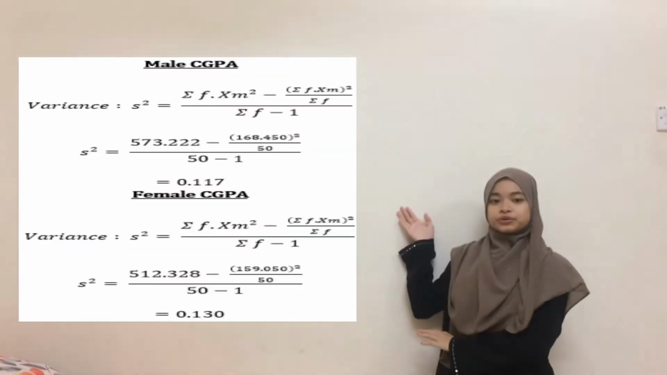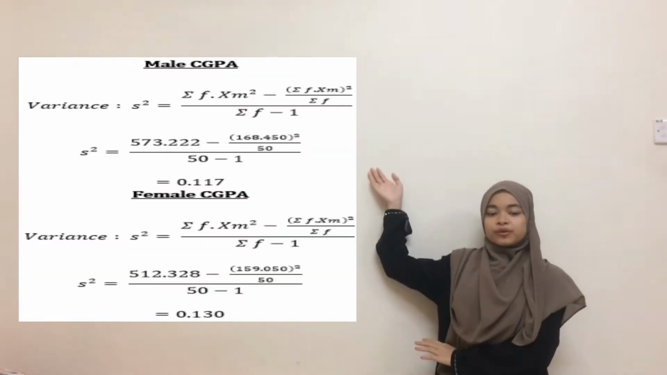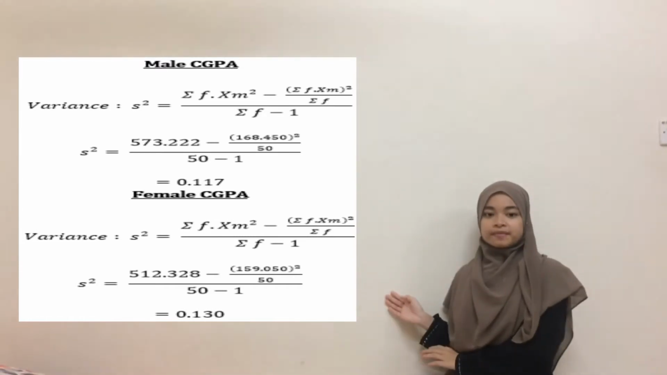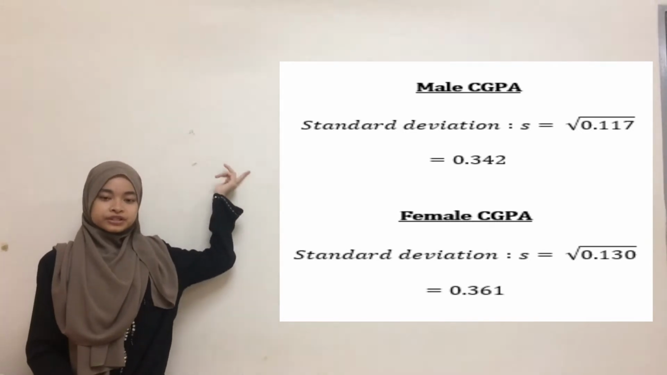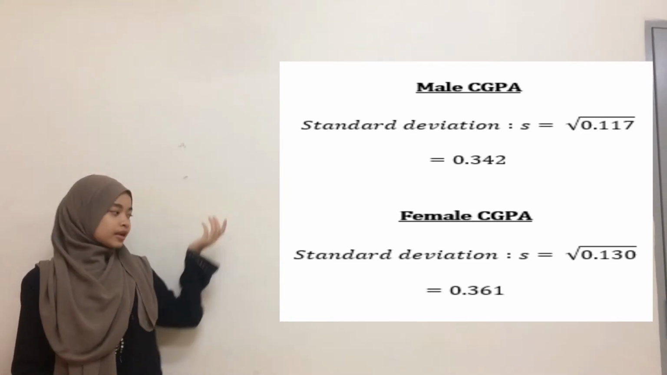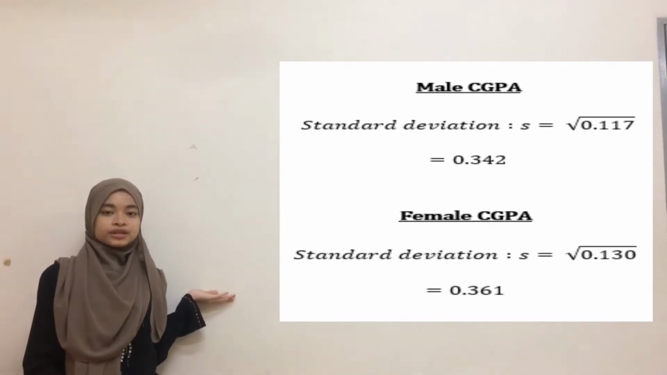Based on the calculation shown, the variance for male is 0.117 and the variance for female is 0.130. Based on the calculation shown, the standard deviation for male is 0.342 and the standard deviation for female is 0.361.